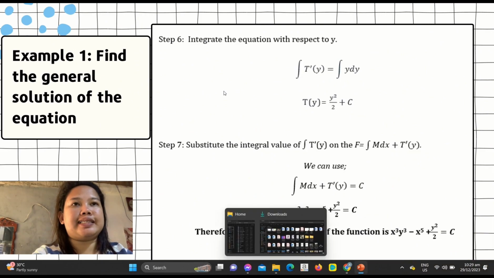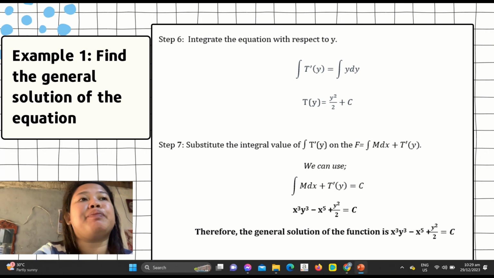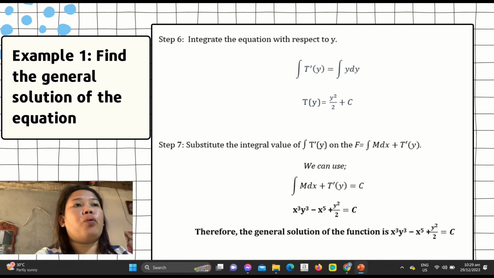So for the next step, which is step 6, integrate the equation with respect to y. So we are going to integrate t prime of y equals y dy. Integrating this one, we will have the answer of t of y equals y squared over 2 plus c.